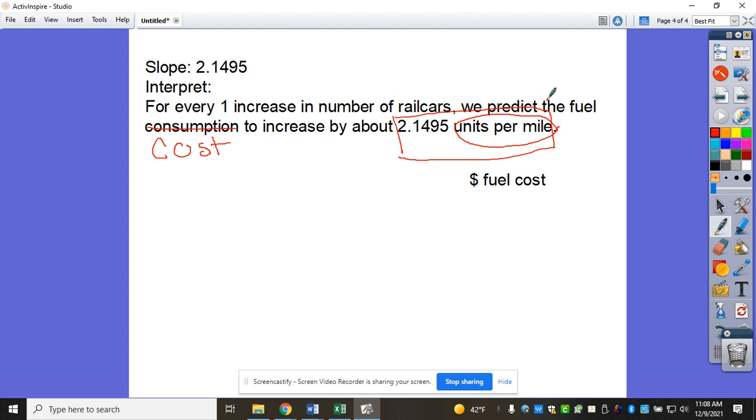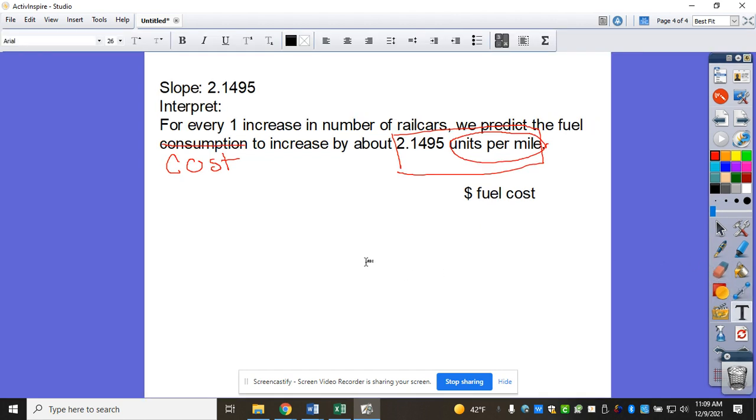So if our fuel consumption is going to increase by 2.1459 units, well, how do I know the relationship between fuel consumption and cost? It gives us that. So all I am doing is what? In part B, I am just switching that to now be cost instead of consumption. And what do I get when I do this?